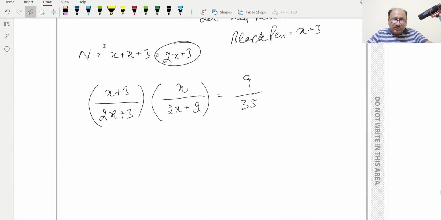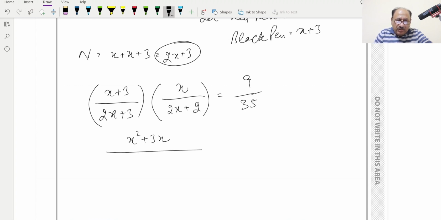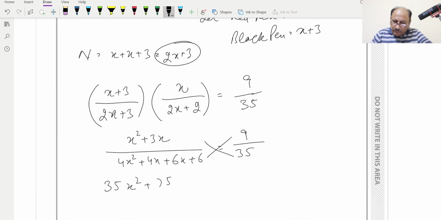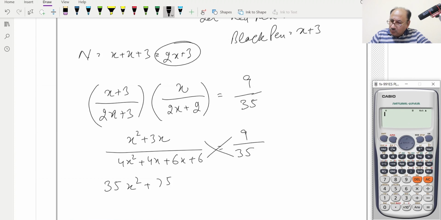Now we can simplify this equation. For that we will multiply x plus 3 with x, so we will get x squared plus 3x, and this will be divided by, we have to multiply 2x plus 3 with 2x plus 2. 2x with 2x will be 4x squared, 2x with 2 will be plus 4x, and 3 with 2x will be plus 6x, and 3 with 2 will be plus 6, and this is equal to 9 over 35. And now we can cross multiply. After cross multiplication we will get 35 into x squared plus 3x, 35 multiplied by 3 will be equal to 105.